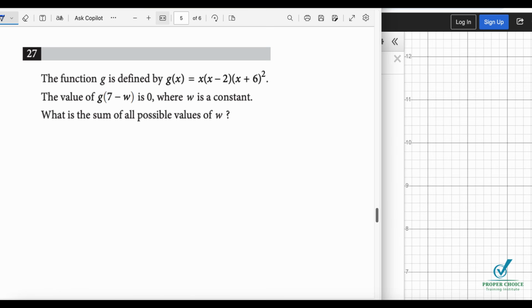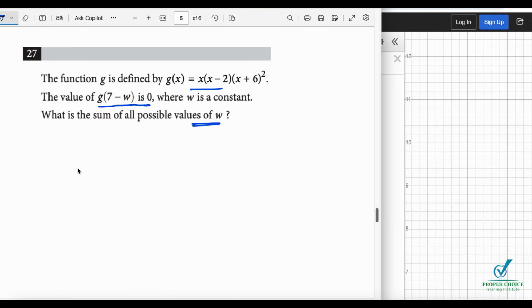Now let's talk about the next question here. The function g is defined by the expression. The value of g of 7 minus w is 0, where w is a constant. Now what is the sum of all possible values of w? What are you supposed to do? Replace wherever we have x with 7 minus w, and then set the entire expression equal to 0, because the question says g of 7 minus w is 0.